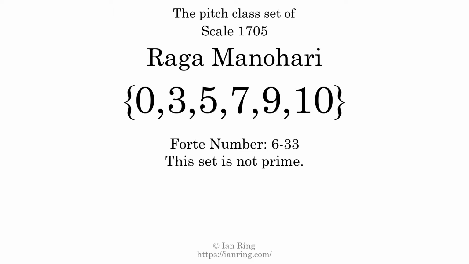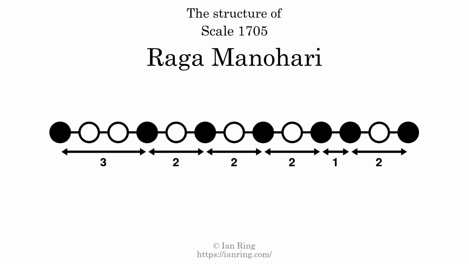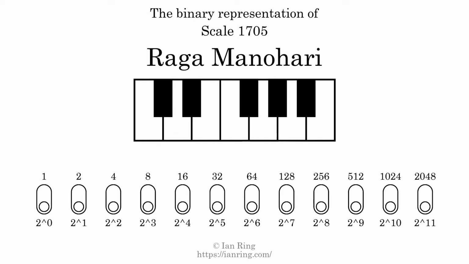This set is not prime. The structure of a scale is a description of the interval distance between each successive tone. This scale has a structure of 3-2-2-2-1-2. The binary representation of this scale is determined by mapping tones of the scale to binary digits.